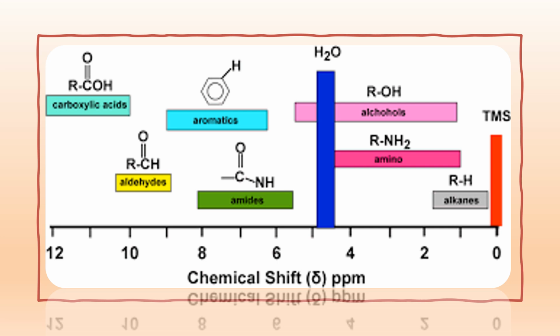Amides, 5 to 8 parts per million, moderately de-shielded by the carbonyl group. Water, approximately 4.5 parts per million, affected by hydrogen bonding. Alcohols, 3 to 5 parts per million, de-shielded by oxygen. Amines, 1 to 5 parts per million, slightly deshielded compared to alcohols. Alkanes, 0 to 2 parts per million, highly shielded, depending on substituents. Tetramethylsilane, 0 parts per million, used as the reference peak. Chemical shifts depend on electronegativity, hybridization, hydrogen bonding, and resonance effects.